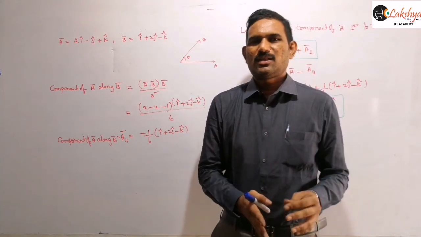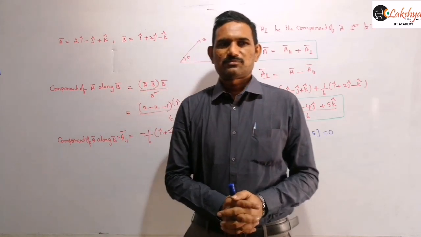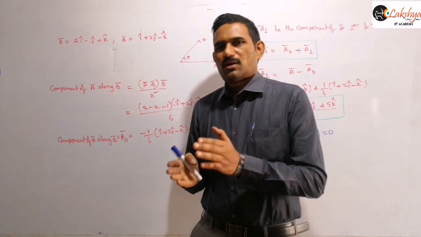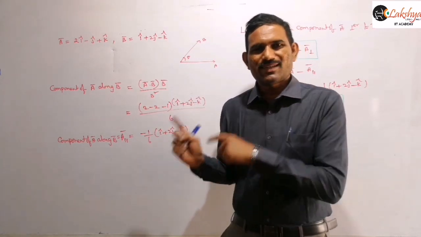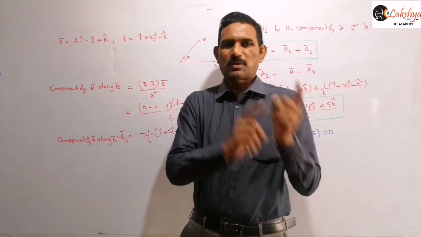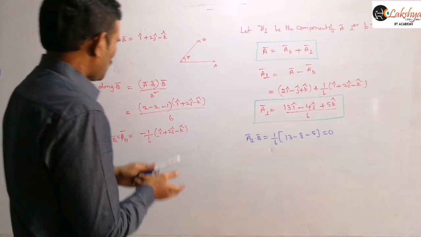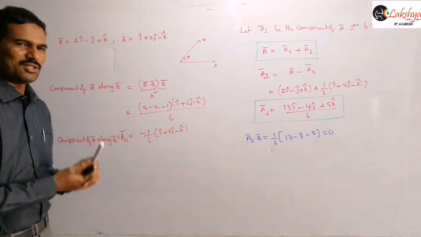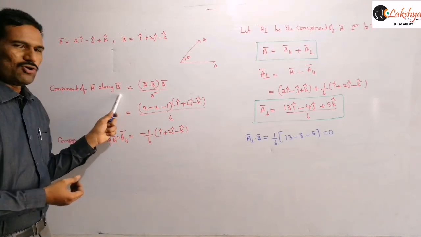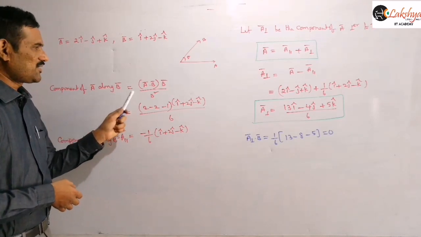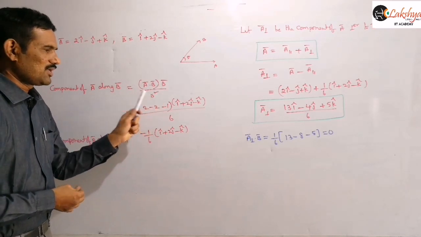In the products of vectors, like the dot product, we discussed one application, the component of one vector along the other vector. Now they are asking for the component of one vector perpendicular to that vector. For this we can use our component of one vector along the other. We already discussed that the component of a bar along b bar is given by the vector (a bar dot b bar) into b bar by b square.